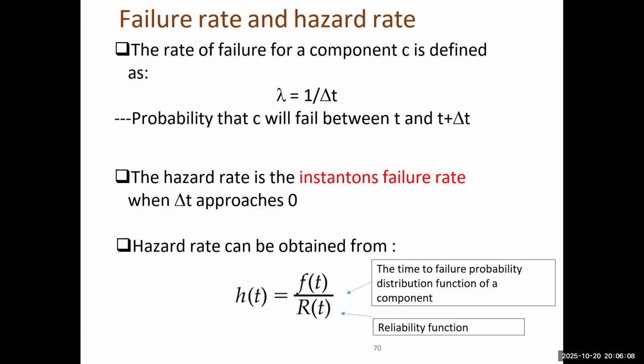Okay, so we can define a simple average failure rate over a period delta t. But the hazard rate is this very concept taken to the limit as delta t approaches zero. So this gives us the instantaneous risk at any moment. And the mathematical relation is what? h(t) equals f(t) over R(t).